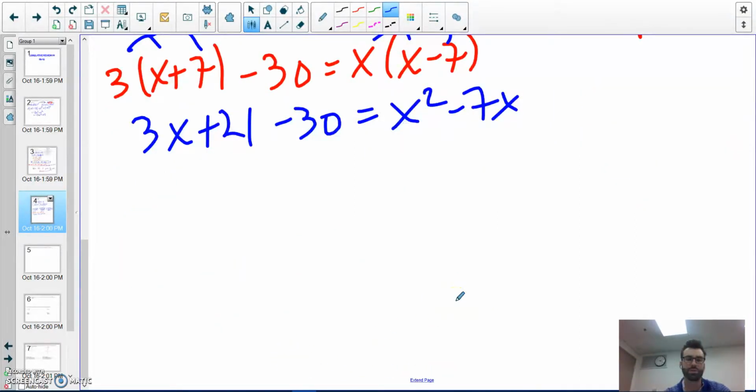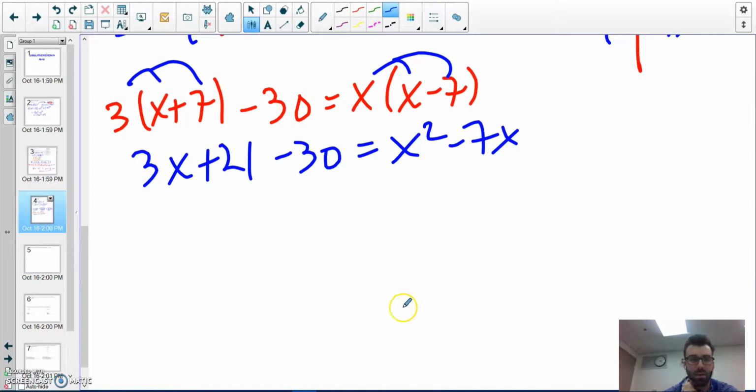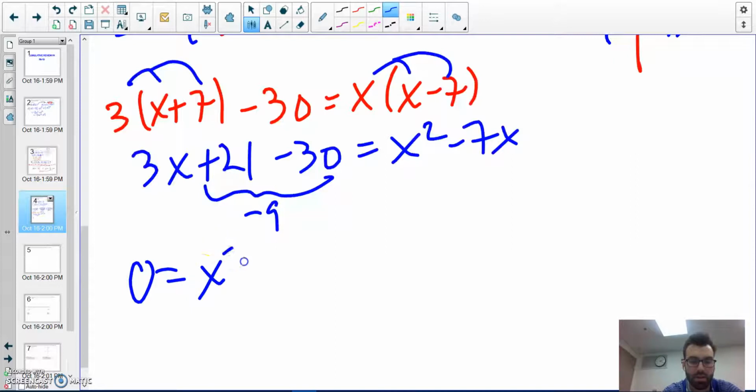Remember you can always pause this, rewind it, and go back. All right, so now I see an x squared term, I'm going to have to factor. So I'm going to move all of these terms to the right side of my equal sign. I'm going to do a couple steps in one here. I know this right here will give me -9. So again, I'll move everything to the other side. So I'm going to get 0 equals x squared minus 10x plus 9.